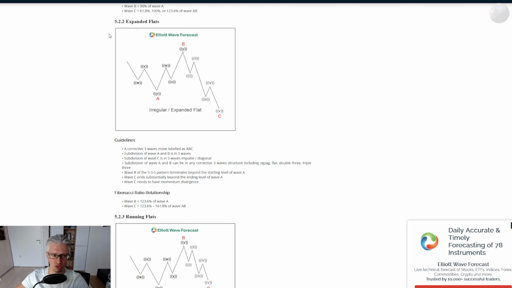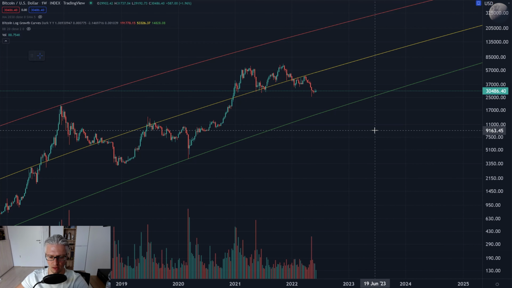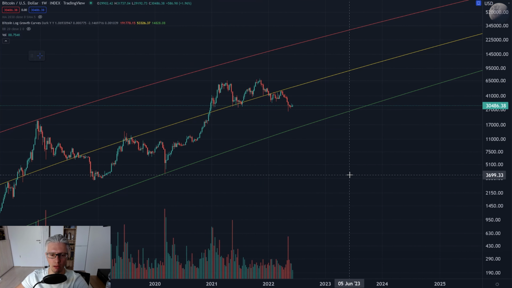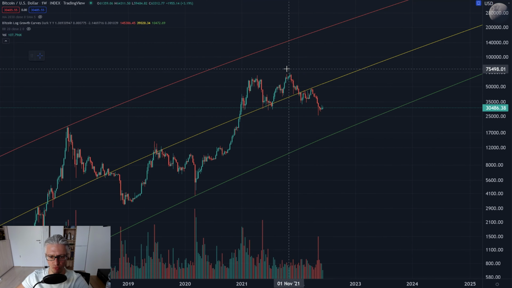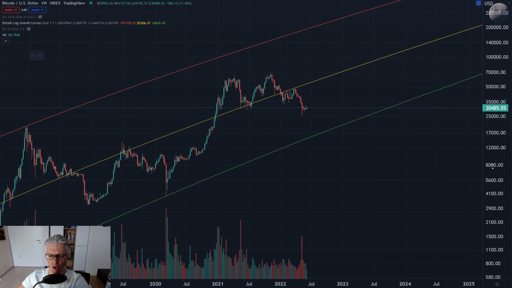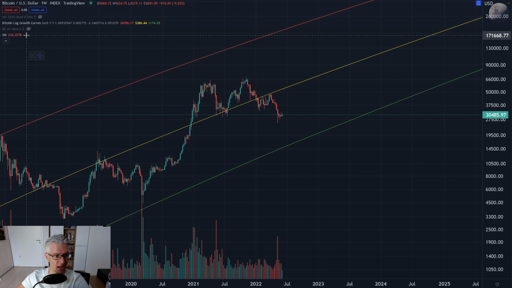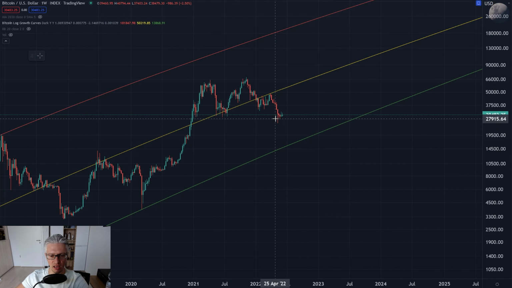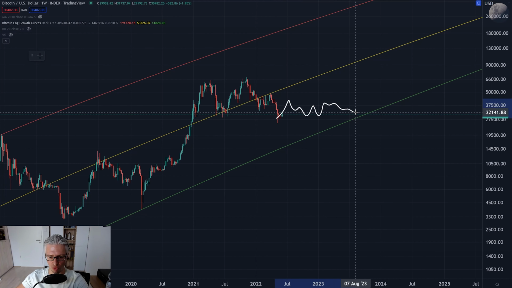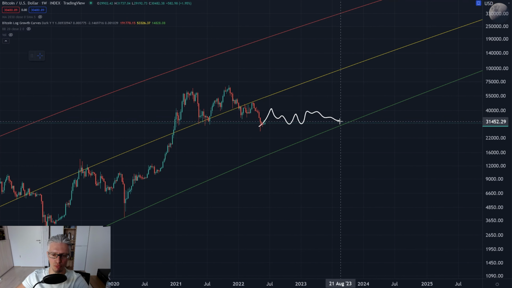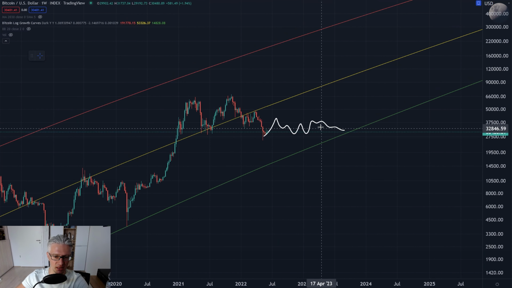But it doesn't tell us about time levels. So also not super helpful in order to determine if we are still in this expanded flat. When would we not be in the expanded flat anymore? Well, I think if we would now go sideways for 1 year, we can be pretty sure that this scenario would have been invalidated, right?